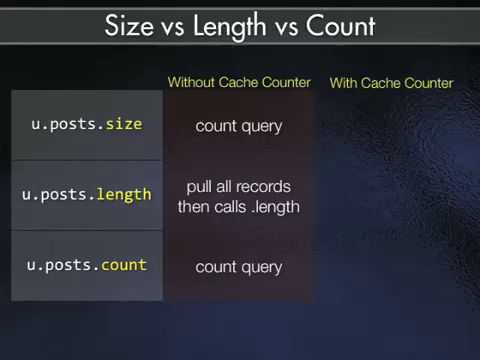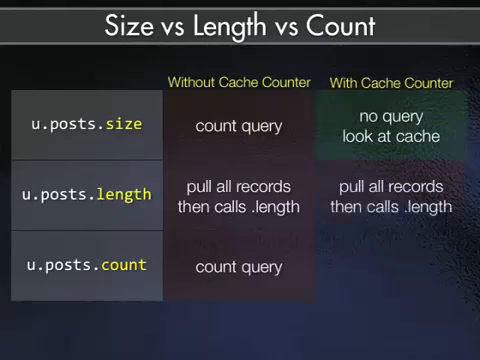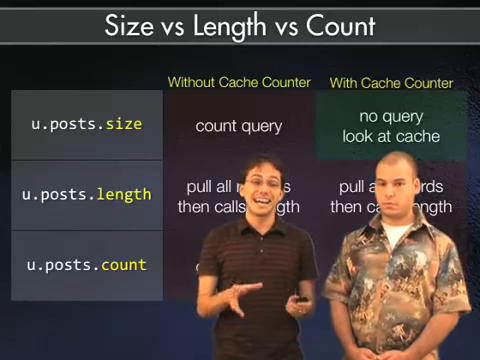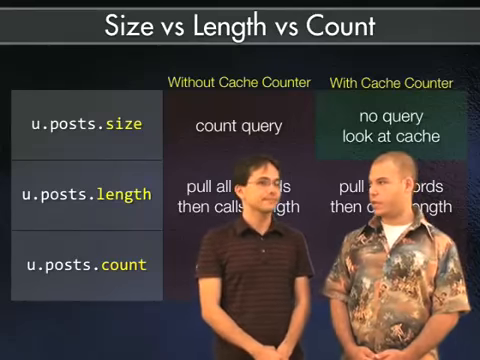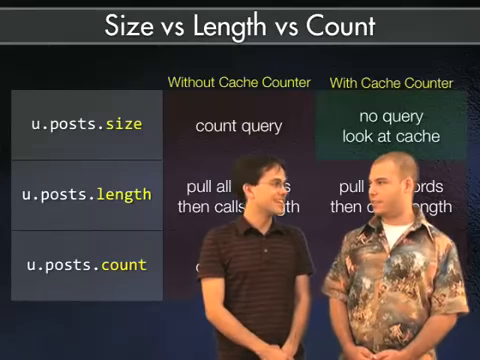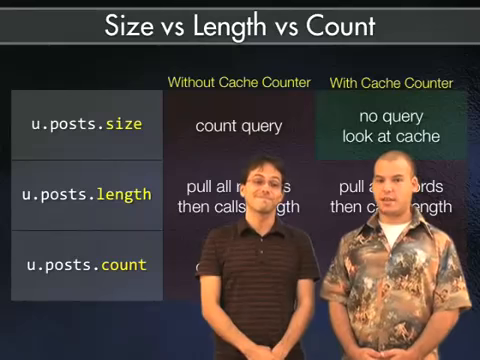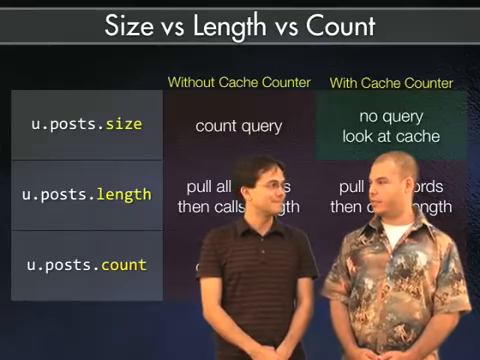Yeah. With the counter cache, post.size will use the cache as you would hope it would. With length, it does the same thing. It pulls all the records and then calls length on the array. And with count, of course, it does the count query. So you need to make sure, if you're using a counter cache, that you use the size method. So what you're saying is size matters. Yeah, I guess size does matter in this circumstance. Huh. How about that? Learn something new every day.